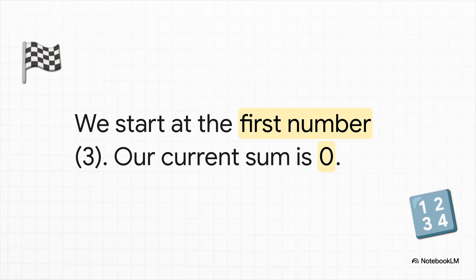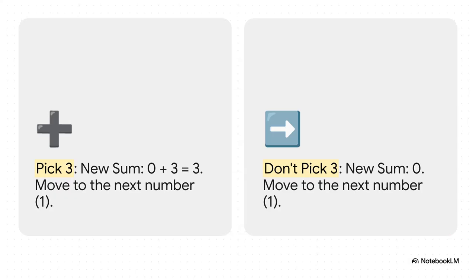Okay, let's actually walk down one of these paths together. We're at the very top of our tree, looking at the first number in our list, which is 3. Right now, our sum is 0. We haven't picked anything yet. And boom, here's our first choice. Path number 1: we pick the 3. Our new sum is 3. Path number 2: we don't pick the 3. Our sum stays at 0.